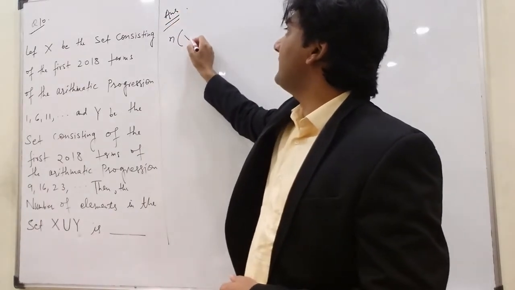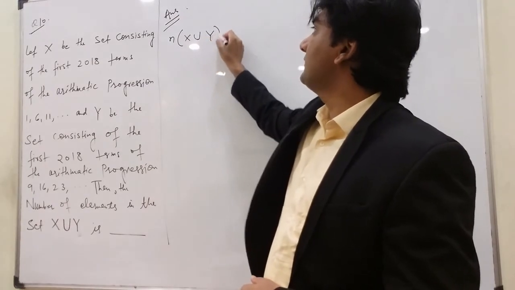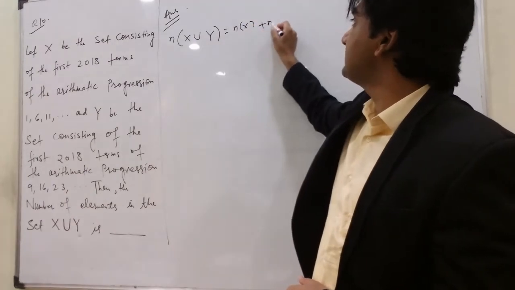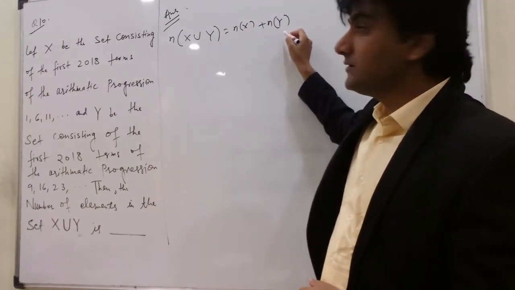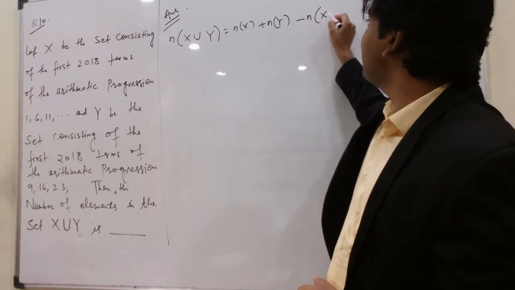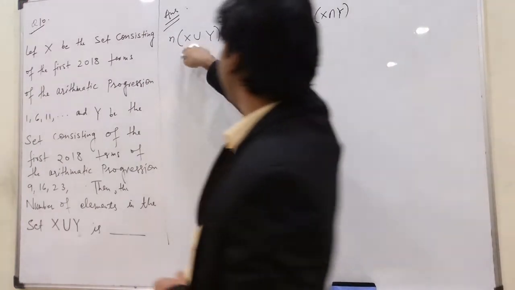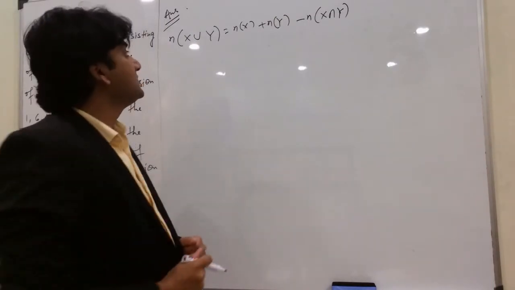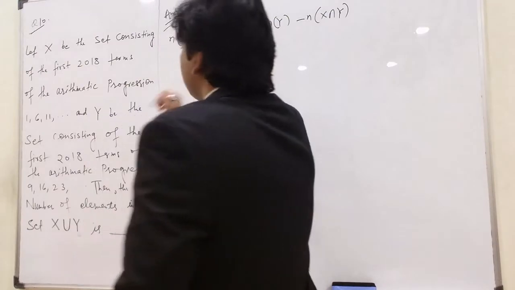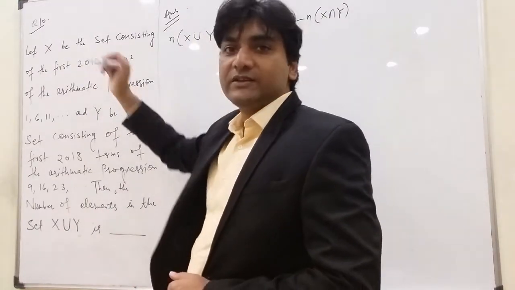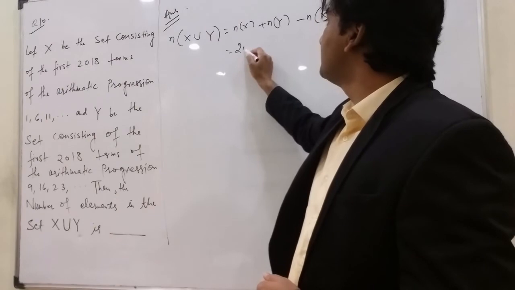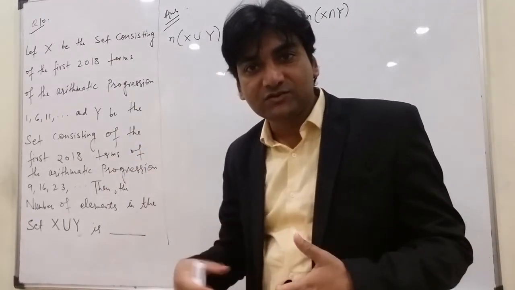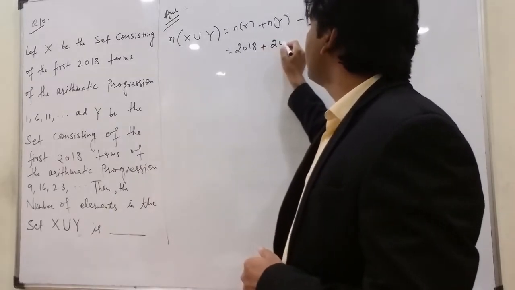Number of elements in X union Y equals number of elements in X plus number of elements in Y minus number of elements in X intersection Y. It means the common elements of X and Y we have to subtract. Okay. So number of elements in X: in X we have 2018 terms, so it will be 2018. Number of elements in Y: in Y also we have 2018 terms, so it will be 2018.